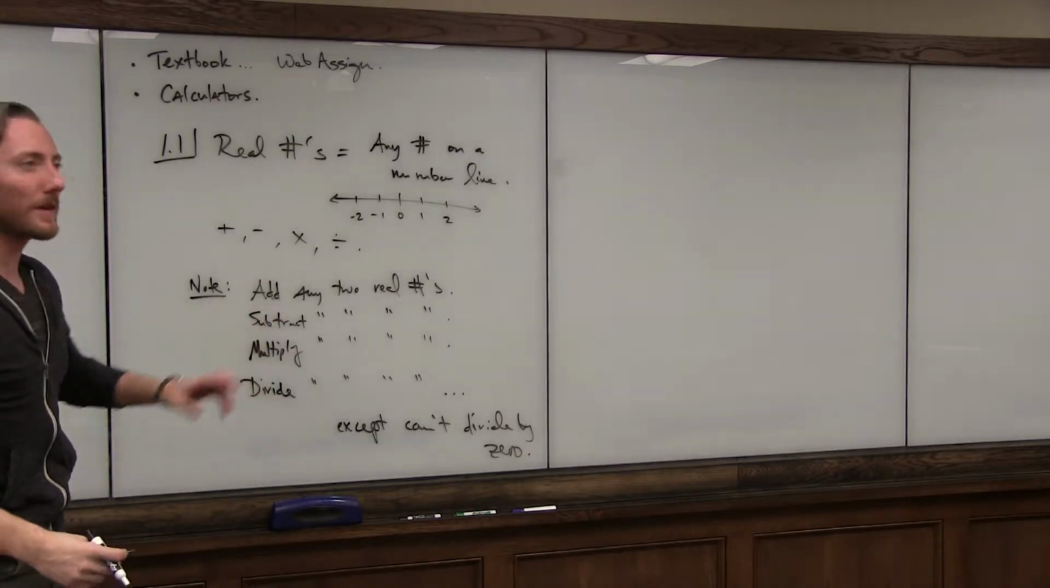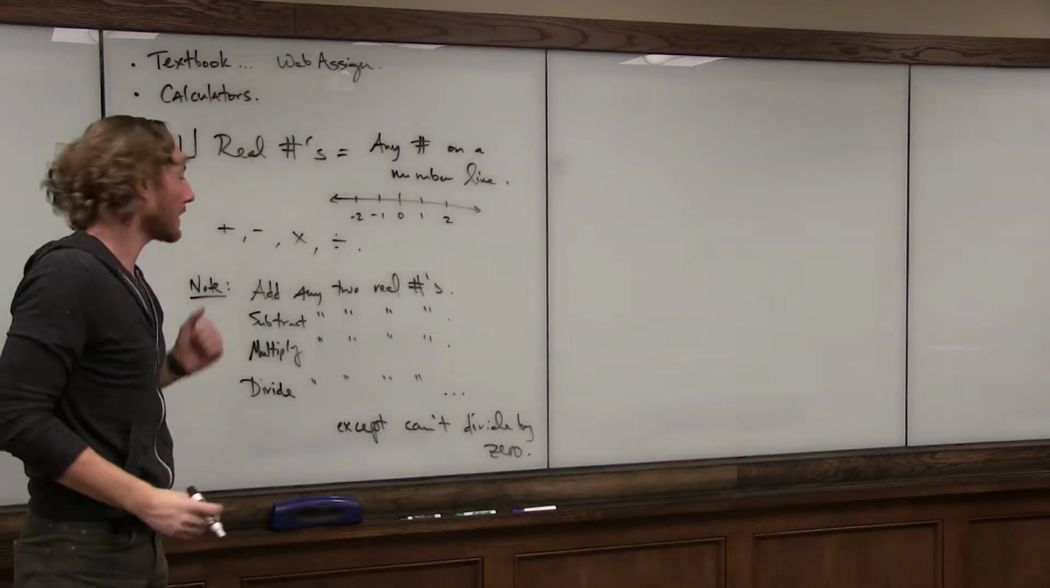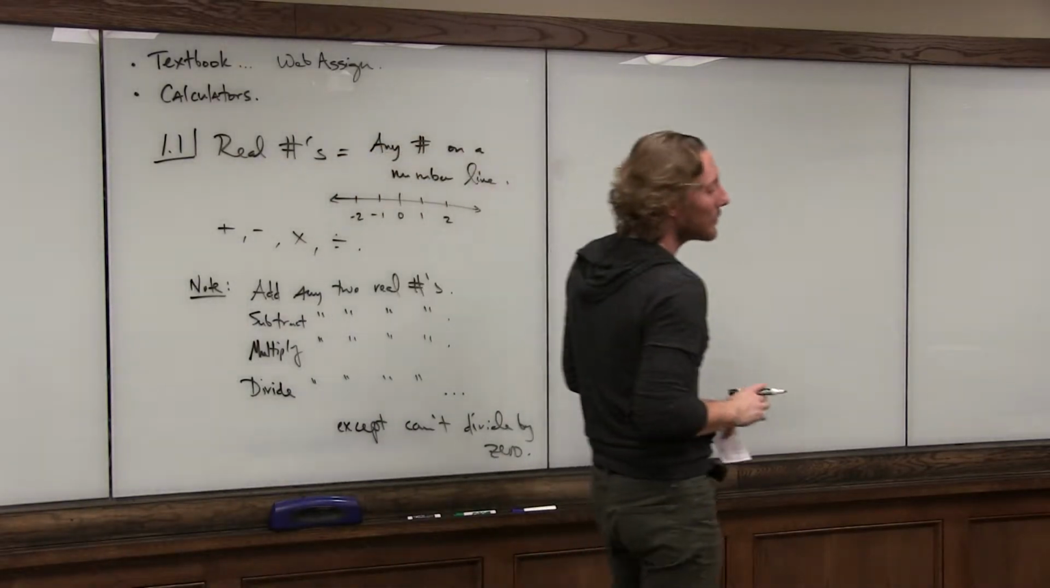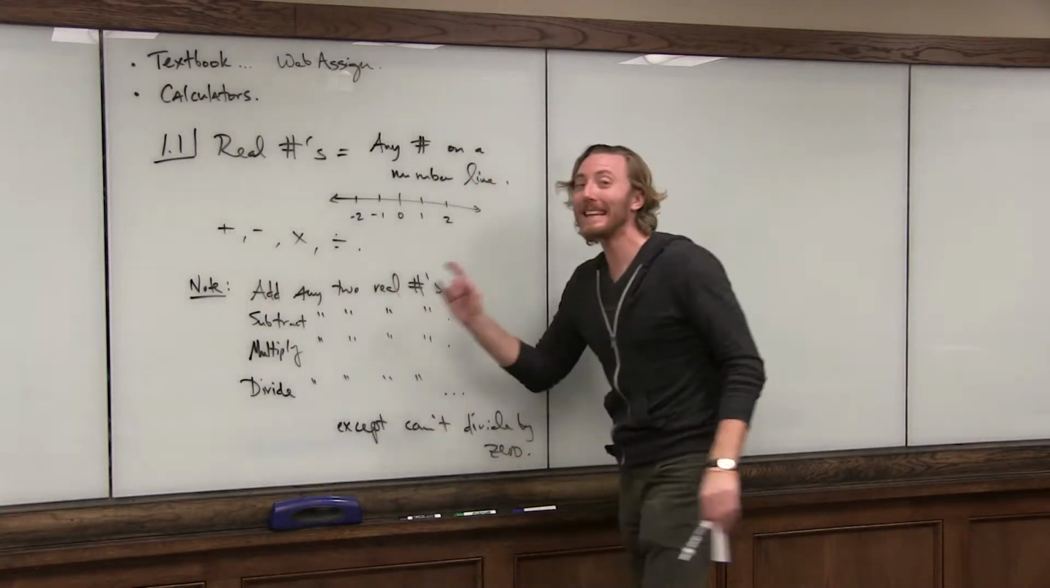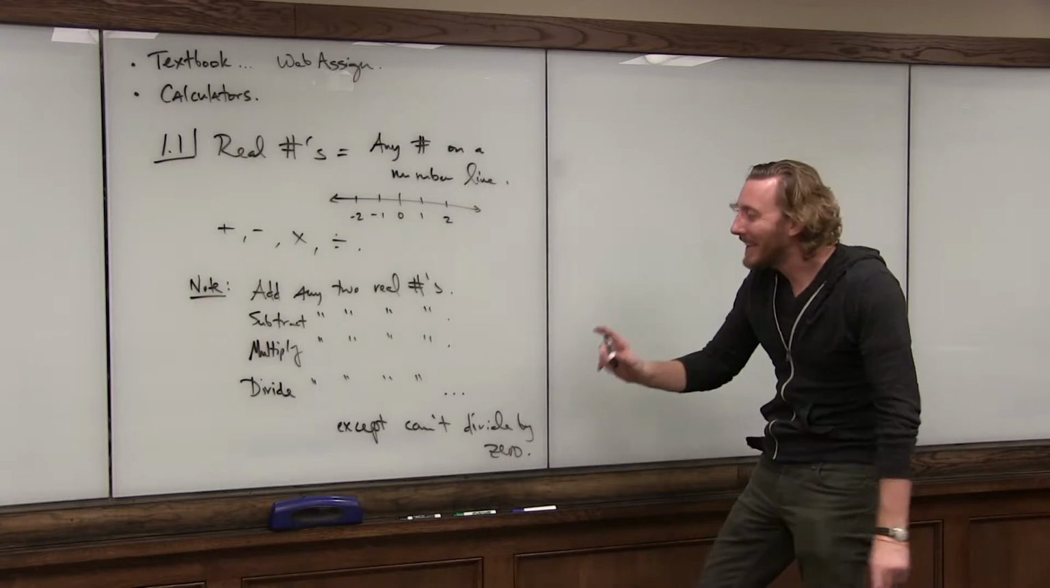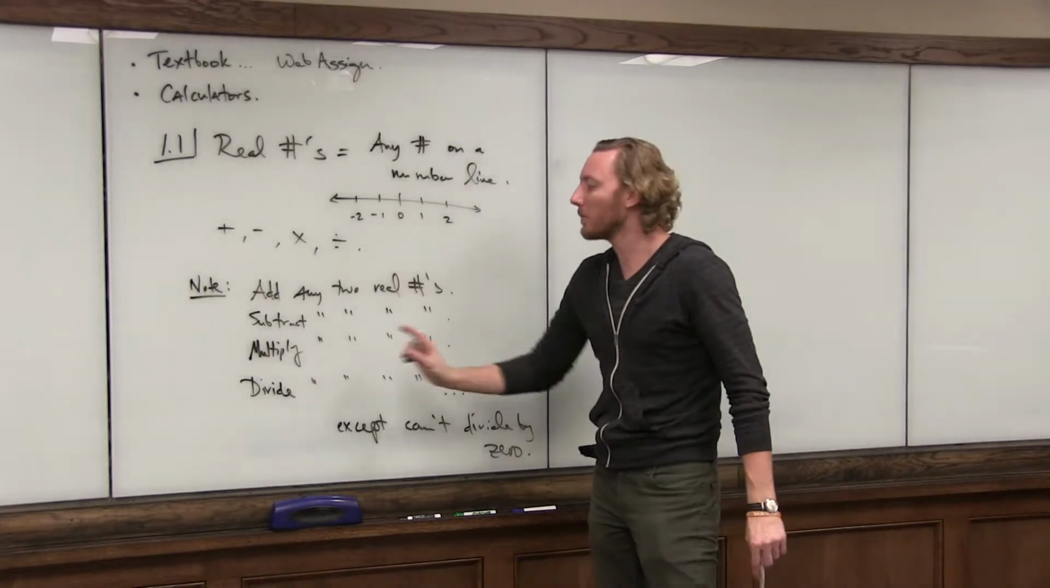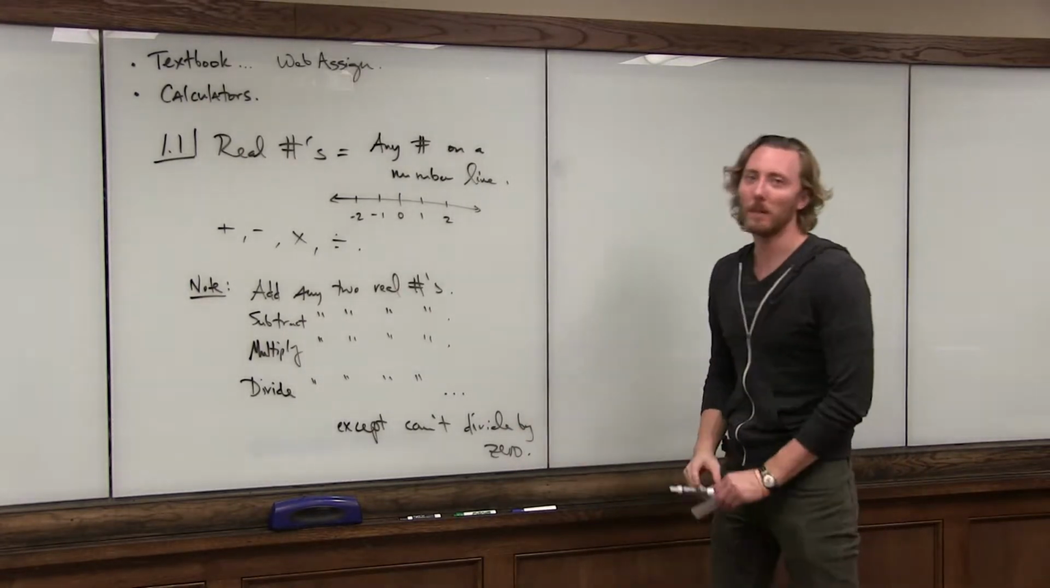Any two numbers off the number line can be added. Any two numbers off the number line can be subtracted. Any two numbers off the number line can be multiplied. But any two numbers off the number line can't be divided. There is one exception to addition, subtraction, multiplication, and division, and it is division by 0.